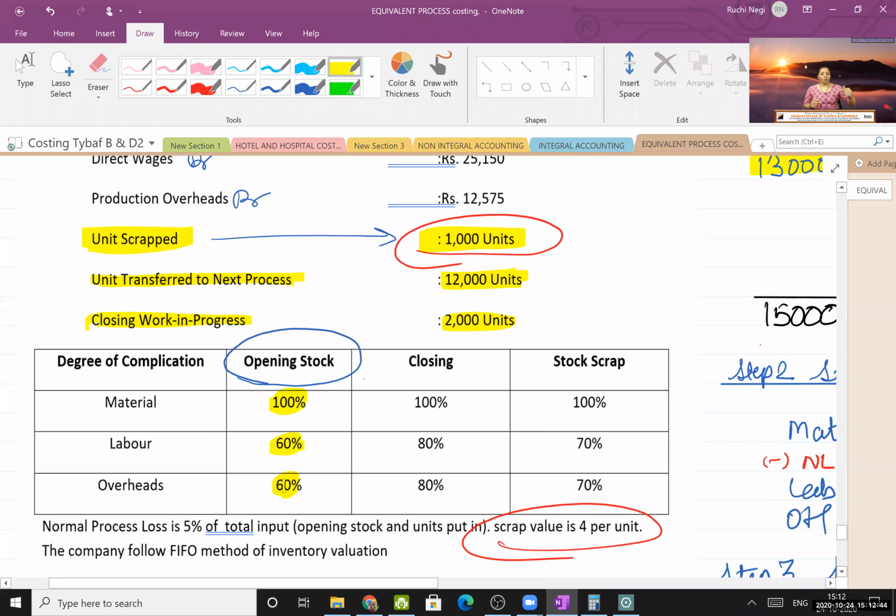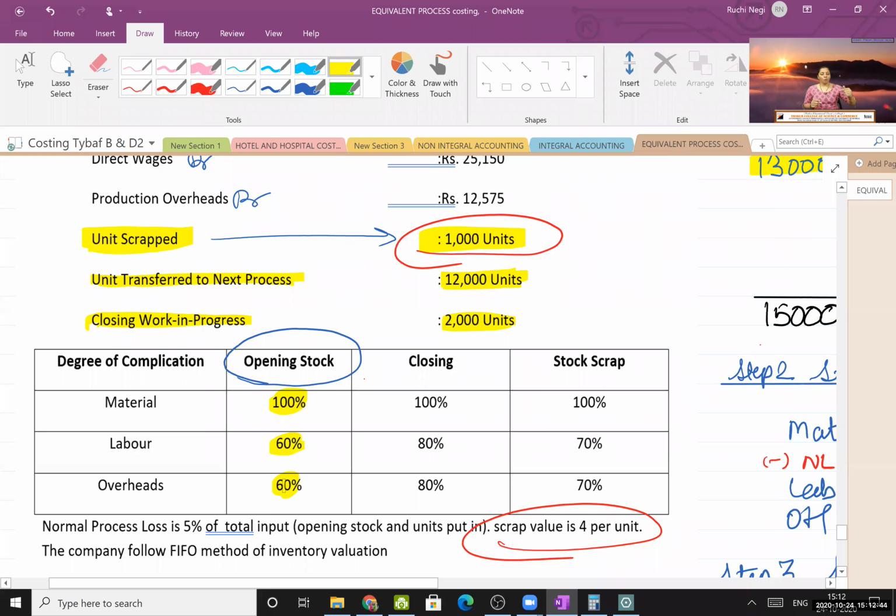Just have a quick look over the question. Following data is available in respect of process 2. Okay. Directly they have jumped to process 2. Yeah. For the month of March 2015.